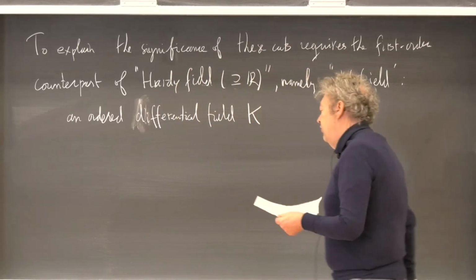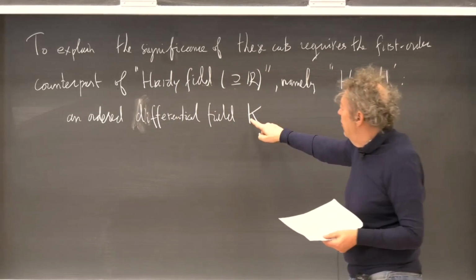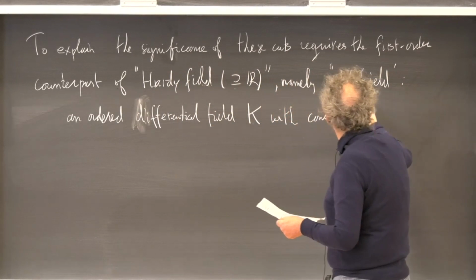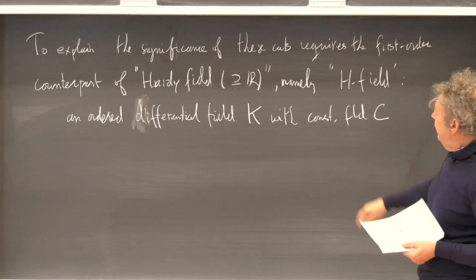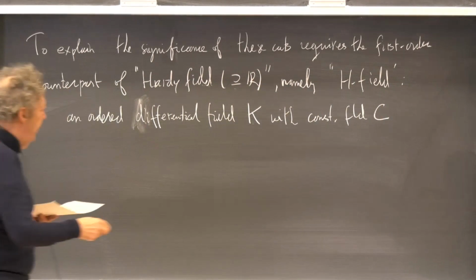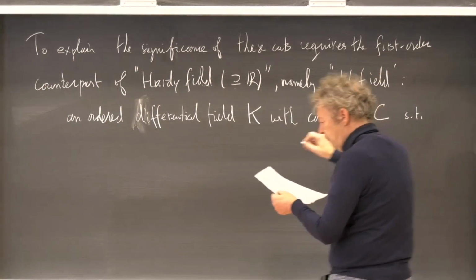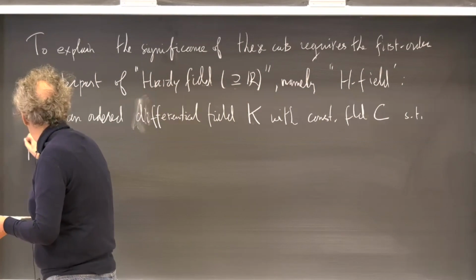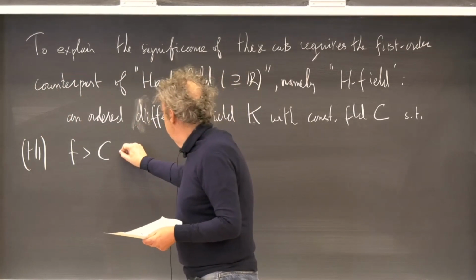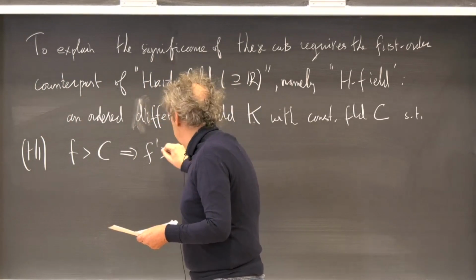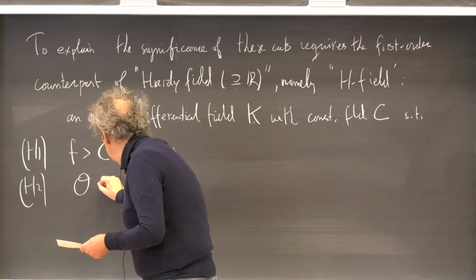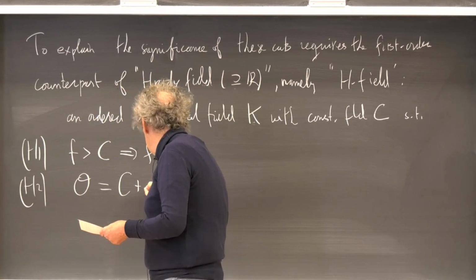To contrast it with H, I'll use another letter and denote the field by K, with constant field C. That would be the reals when you talk about Hardy fields containing the reals, such that, H1: if f is an element in K bigger than all the constants, then its derivative is positive. H2: every bounded element is equal to a constant plus an infinitesimal element.